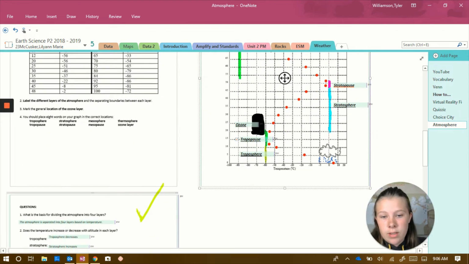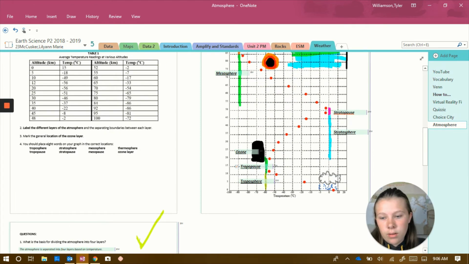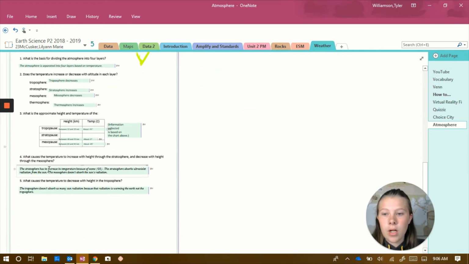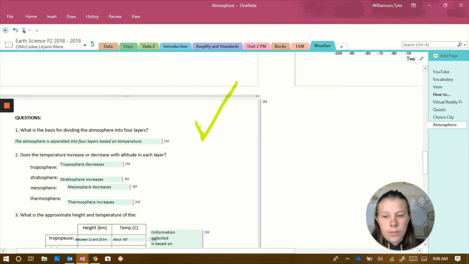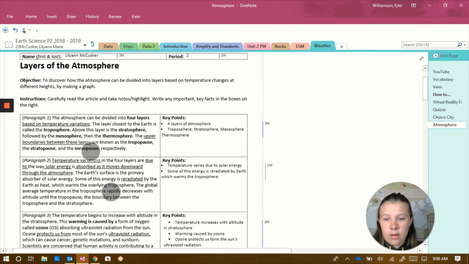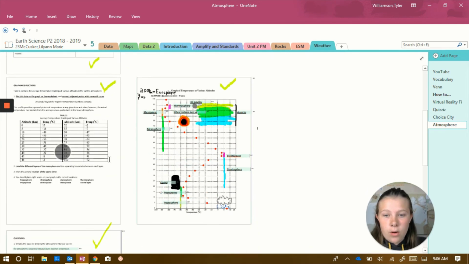As you can see, I've labeled everything. I have it underlined and bolded, and it's noticeable. You can see where everything is. Make sure you do that so you know what you're looking at. And then you have a couple of questions. Most of these questions, not all, you can find the answer to either in this first layer of the atmosphere paper, or on your graph.